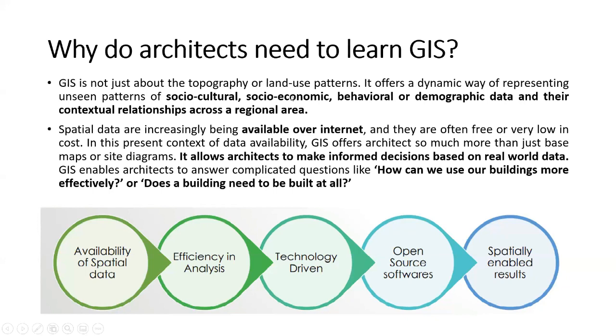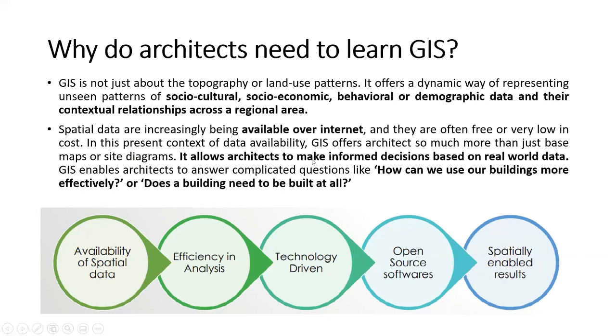GIS is not just about topography or land use patterns. It is a way of representing unseen patterns of socio-cultural, socio-economic, behavioral, or demographic data and their contextual relationships across a regional area. So it is not just topography or land use patterns. It is way above that. The spatial data, that is GIS data and remote sensing data, is increasingly being made available over the internet, often at very low cost or free. So anybody can download this data and use it.